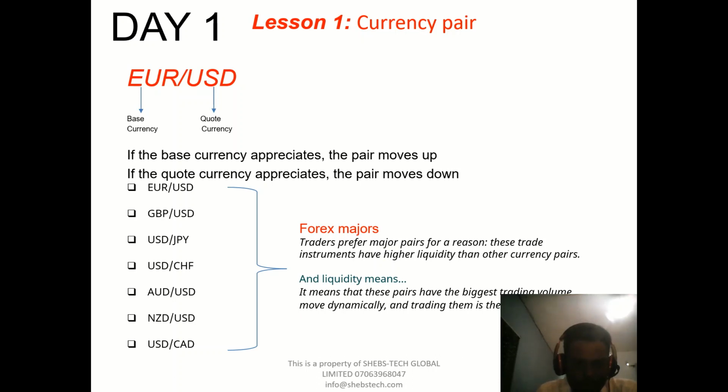So this is Euro versus USD. This is Great Britain pound versus the US dollar. This is US dollar versus Japanese yen. This is US dollar versus Swiss franc. This is Australian dollar versus US dollar, New Zealand dollar versus US dollar, and US dollar versus Canadian dollar. So if you have any question, ask.